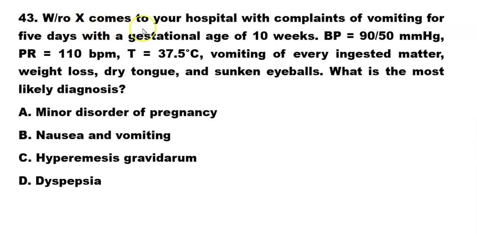A woman comes to your hospital with a complaint of vomiting for 5 days with a gestational age of 10 weeks. The blood pressure is 90/50 millimeters of mercury, the pulse rate is 110 beats per minute, and the temperature is 37.5 degrees Celsius. Vomiting of every ingested matter, weight loss, dry tongue, and sunken eyeballs. What is the most likely diagnosis for this patient?